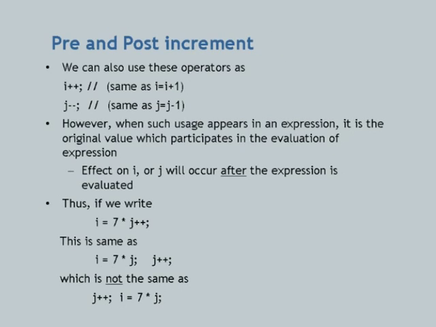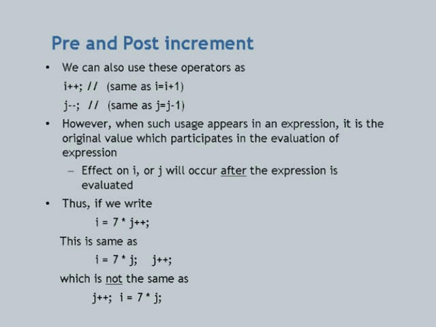So what is the difference? Are there two different notations for exactly identical meaning? Well, as far as the increment and decrement operators are concerned, the meaning is same. But when these are used in a larger expression, the meaning changes substantially. So for example, effect on I or J will occur after the expression is evaluated. Consider this. If I write I is equal to 7 star J plus plus, now this is same as I is equal to 7 star J semicolon J plus plus. And it is not same as J plus plus followed by I equal to 7 star J.